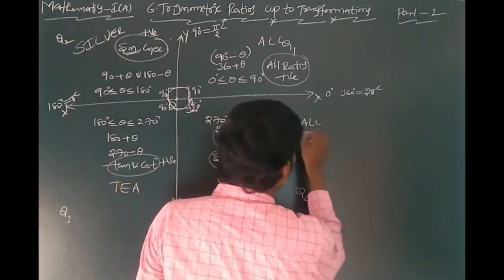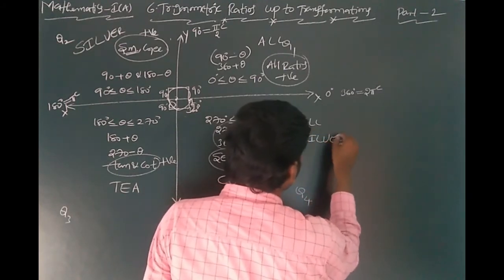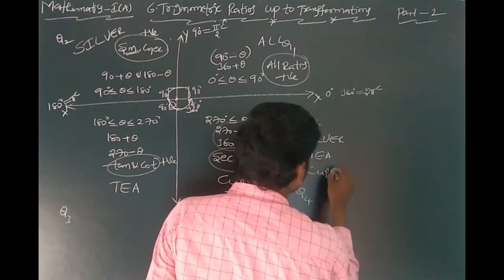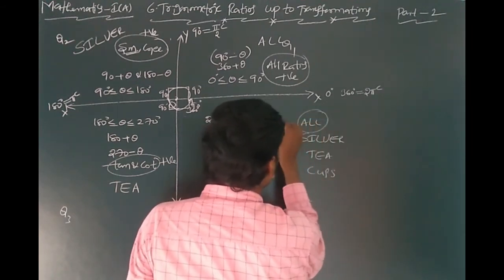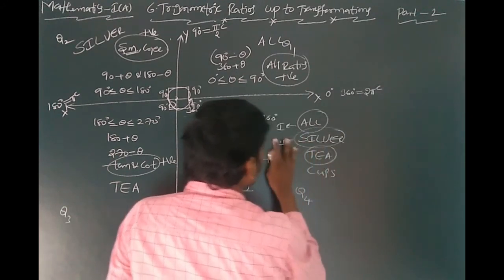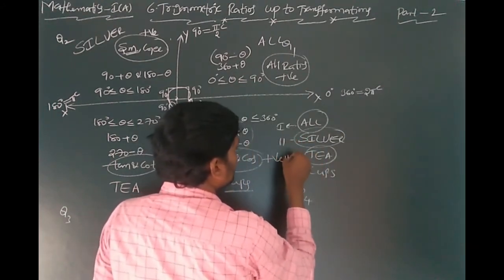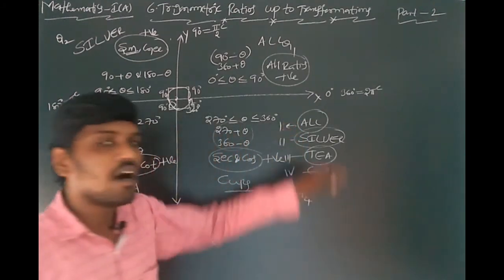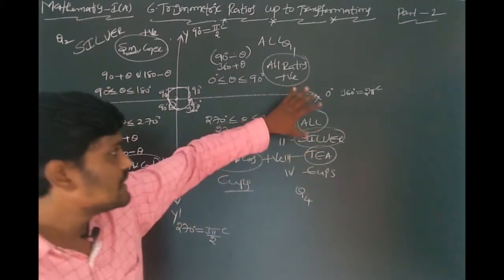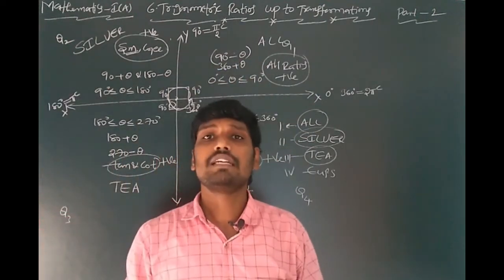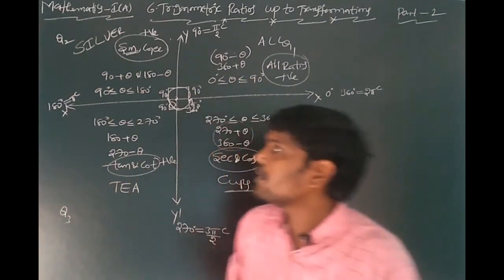All, Silver, T, Cups: "All" is the first quadrant, "Silver" is the second quadrant, "T" is the third quadrant, and "Cups" is the fourth quadrant. This is the "All Silver Tea Cups" rule. This name is All Silver Tea Cups, and in this rule everything is explained.